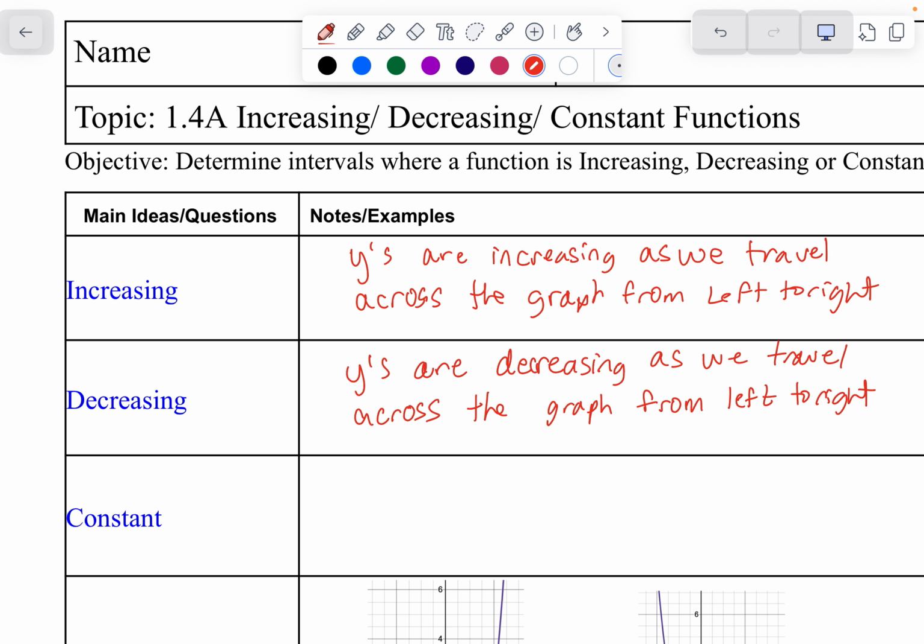So constant is when the y's don't change, or the height doesn't change from left to right. This would be a horizontal section of the graph.